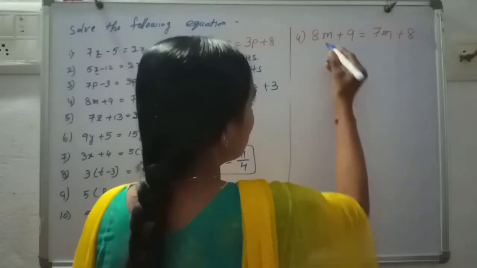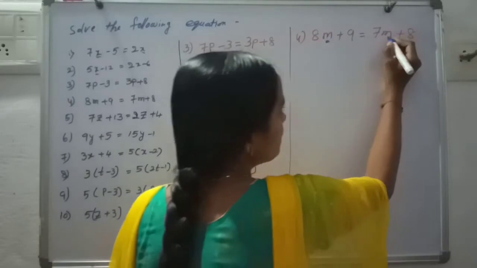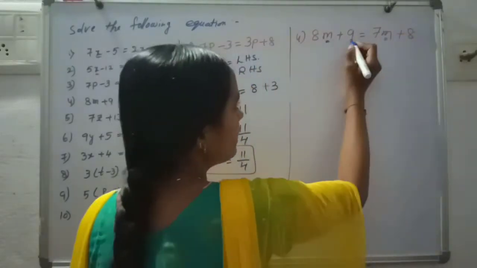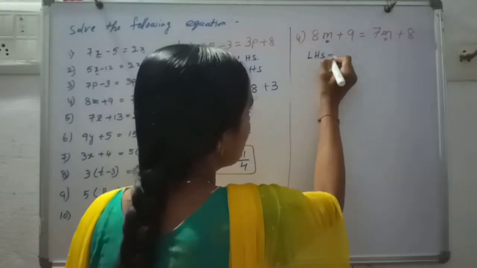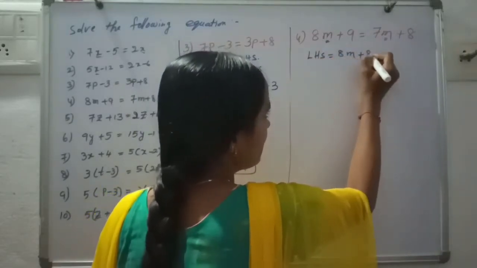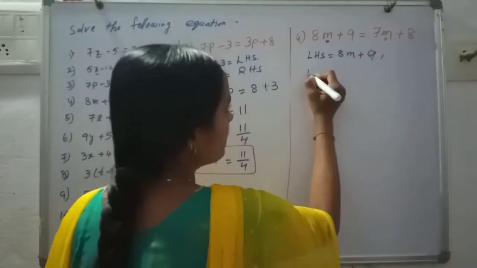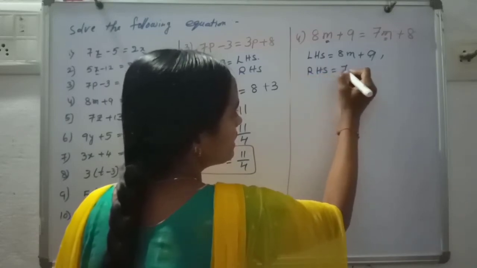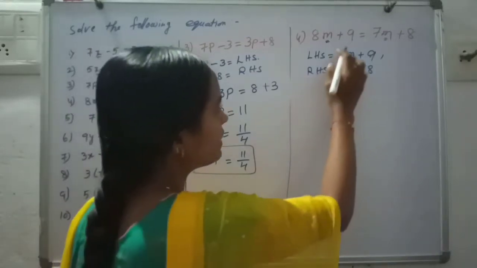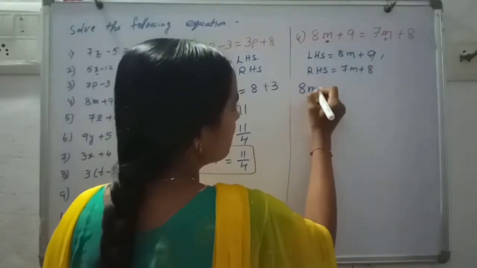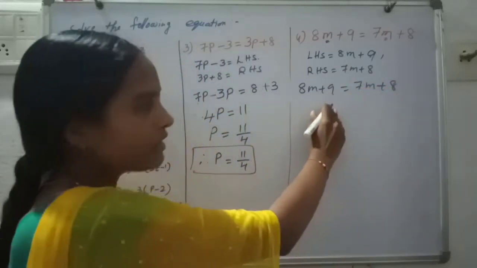Next, here also m value. LHS side also m, next RHS side also m value. Now here constant. Then here LHS equal to 8m plus 9. Next RHS equal to 7m plus 8. It is the LHS and RHS completed. After that, write this value: 8m plus 9 equal to 7m plus 8. It is the given value.